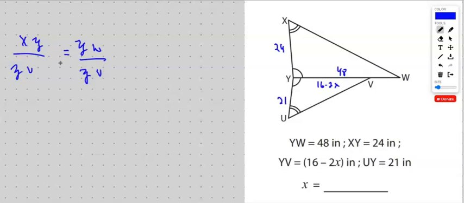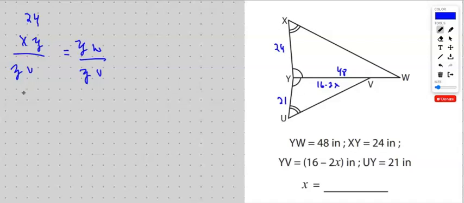That's Y to W. This is 48, right? And then we have X to Y, which is 24. We have V to Y, which is 16 minus 2x. So they must give me this one, which is 21, right? So first of all, it's going to be X to Y over Y to U is going to be equal to Y to W over Y to V. Let's put our numbers on here. X to Y is 24.